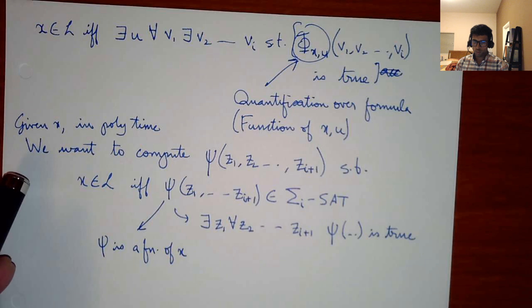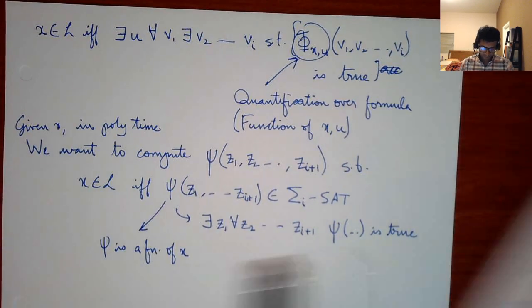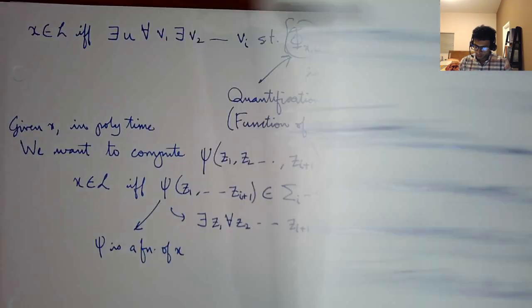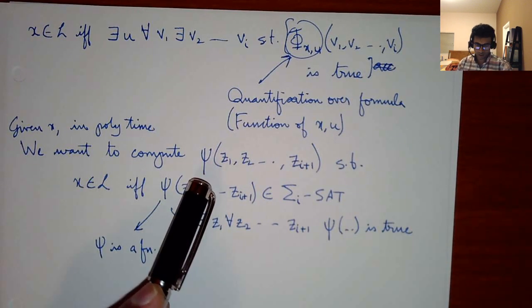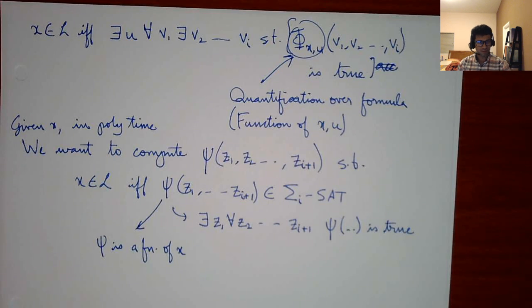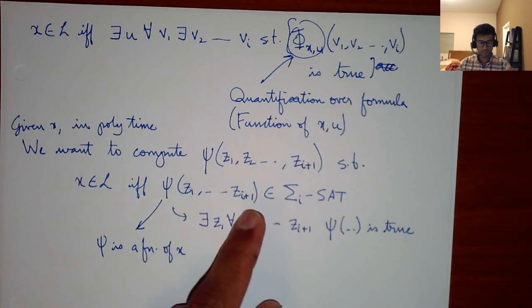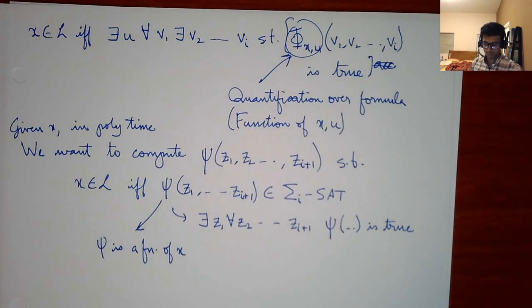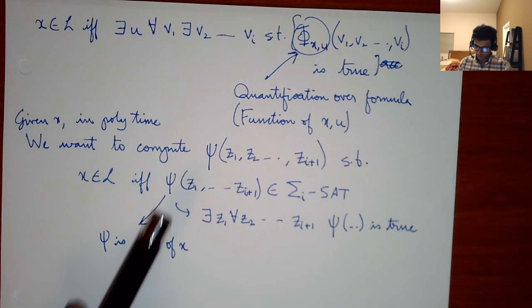Now, let's step back and ask, what is it that we wanted to prove? We wanted to prove that L can be reduced to pi I sat, sigma I plus 1 sat. So given x in polynomial time, we wish to compute a psi, which is some formula of z1, z2 up to z I plus 1. I'm just using another set of variables, such that x is in L if and only if psi of z1 up to z I plus 1 is in pi I sat. Which is the same as saying that there exists a z1, so that for all z2 there exists a z3, and so on, up to I plus 1, such that psi is true. Now, psi is some function of x.